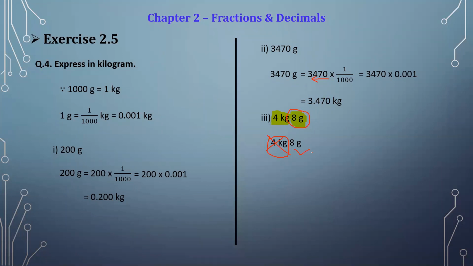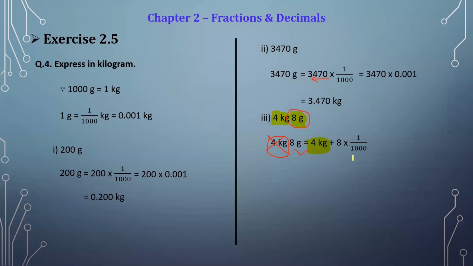So in the first step, 4 kilogram is going to remain unchanged. We have kept that 4 kilogram unchanged. It is not going to change. So it is the same 4 kilogram plus, because we have to add the 8 gram value to that 4 kilogram. Therefore we have used the plus sign. Then before adding that 8 gram, we have to convert it into kilogram.